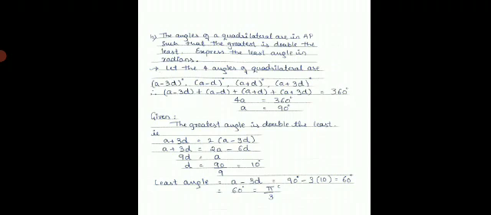Now, what is given in the data? The greatest angle is double the least. That is, here in the 4 angles, the greatest angle is A plus 3D and the smallest angle is A minus 3D.